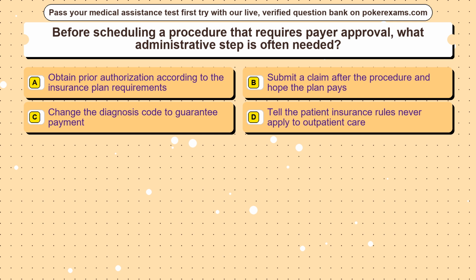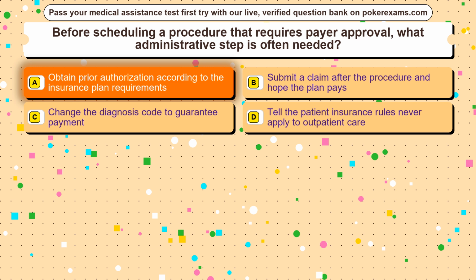Question 45. Before scheduling a procedure that requires payer approval, what administrative step is often needed? Option A. Obtain prior authorization according to the insurance plan requirements. Option B. Submit a claim after the procedure and hope the plan pays. Option C. Change the diagnosis code to guarantee payment. Option D. Tell the patient insurance rules never apply to outpatient care.